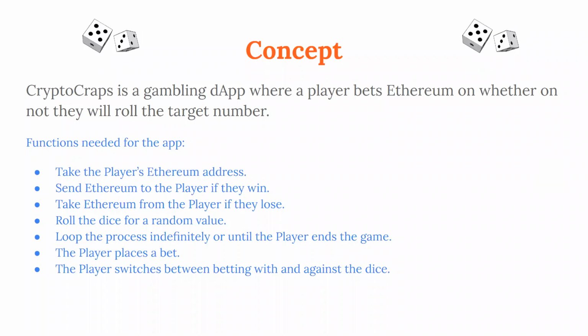Crypto Crabs is a gambling app where a player bets Ethereum on whether or not they will roll the target number. The functions for the app: take the player's Ethereum address, send the Ethereum to the player if they win, take the Ethereum from the player if they lose, roll the dice for a random value, and loop the process indefinitely or until the player ends the game. The player places a bet, and the player switches between betting with and against the dice.